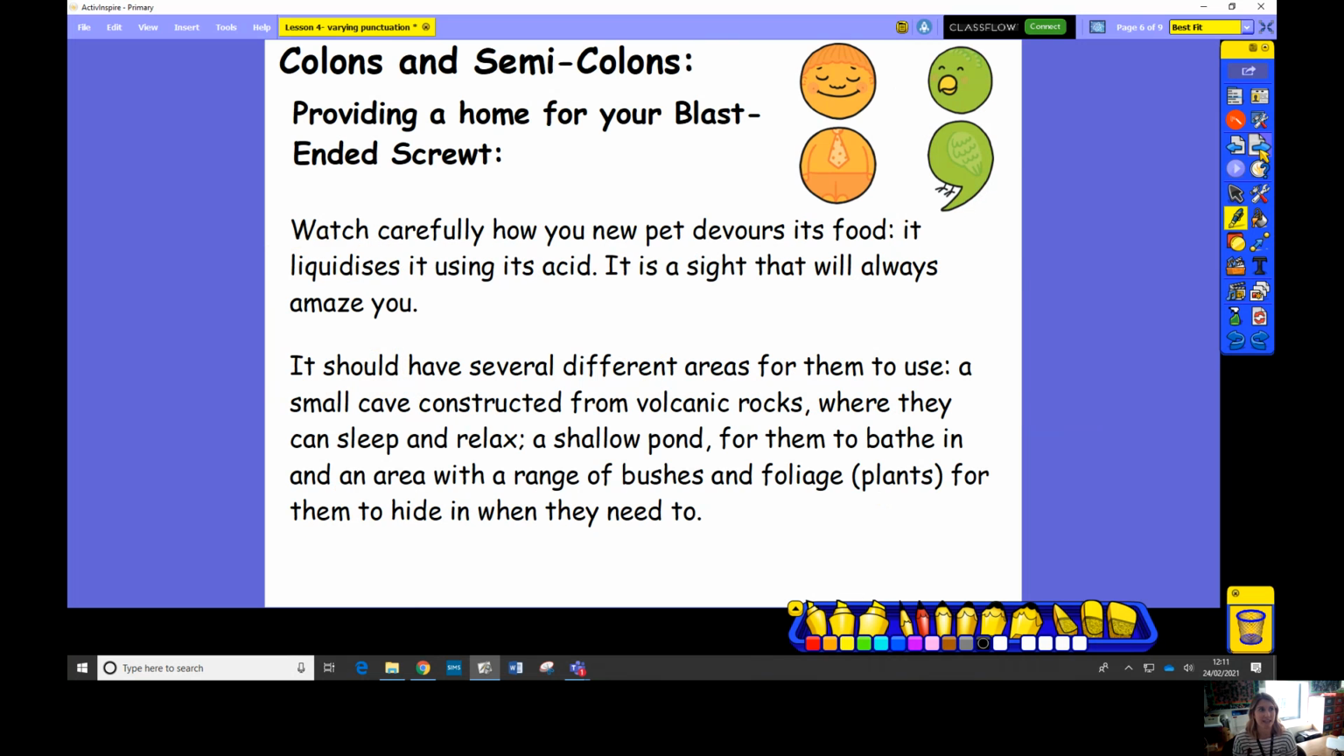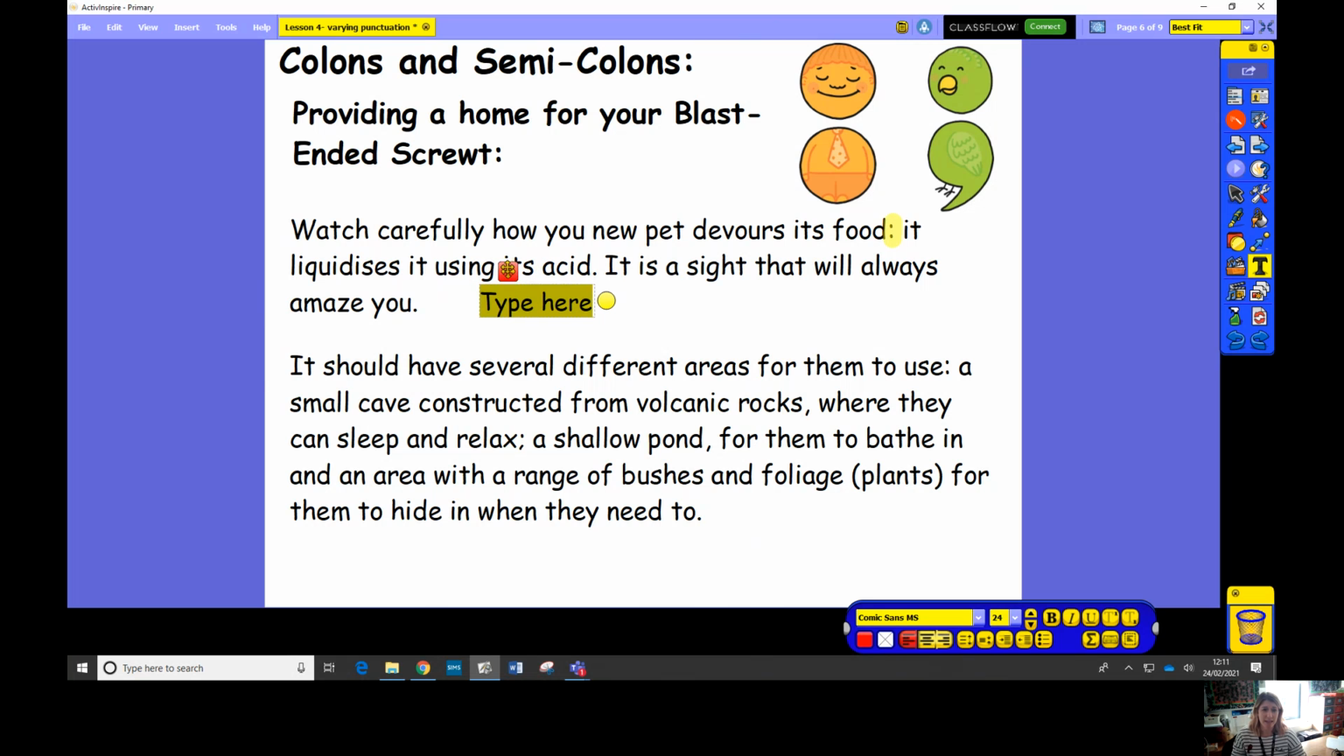So finally, we're moving on to semicolons and colons. So this is a colon. Okay, you've got two kind of full stops, but one floating, and this is a semicolon. You've got a dot and then a comma underneath it. Okay, so let's look at why these are being used. Watch carefully how your pet devours its food. Colon. It liquidizes it using acid. It is a sight that will always amaze you. So why is that being used there? Now that colon is separating two clauses which are linked.